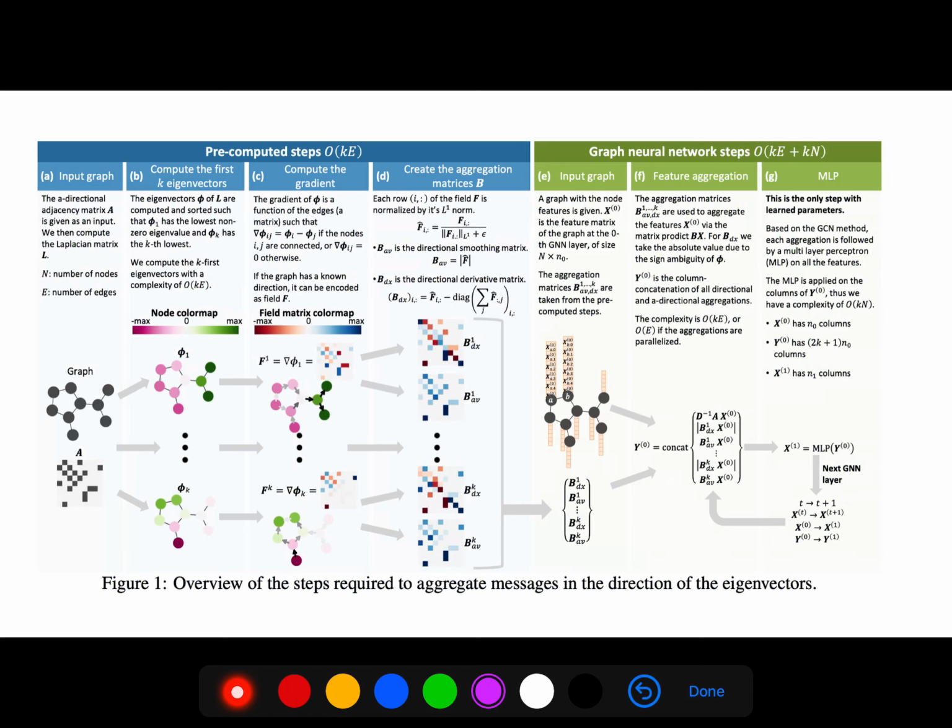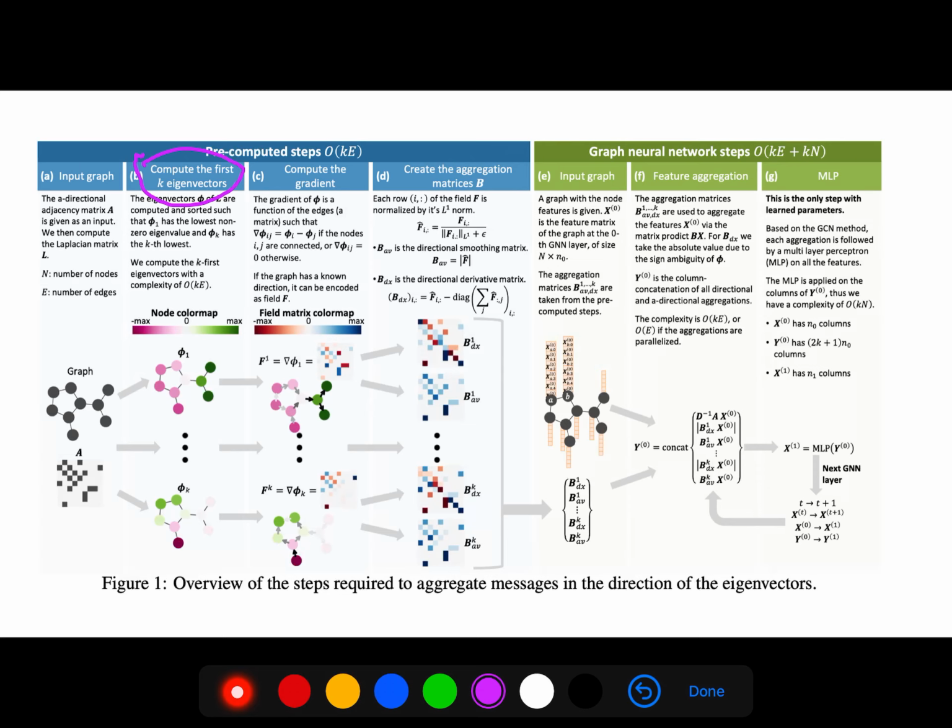You see the overview of steps required to aggregate messages in the direction of eigenvectors. First, we have a graph, then we compute the first k eigenvectors. Of course, this step is computationally expensive for big graphs, so this is a con of this article. Compute the gradient. The gradient of phi is a function of edges. So that is standard.